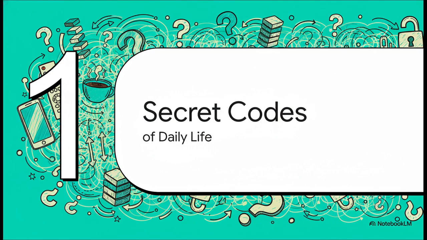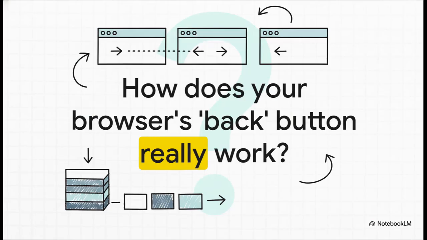So forget the dry, boring textbook stuff for a minute. Let's start with a little puzzle, something you probably do dozens of times a day without even thinking about it. Yeah, I'm talking about your web browser's back button. Have you ever really stopped to think about how it works? I mean, you click it, and boom, you're on the last page you visited. But how does it know? What's the secret logic running behind the scenes that keeps track of everything in perfect order?